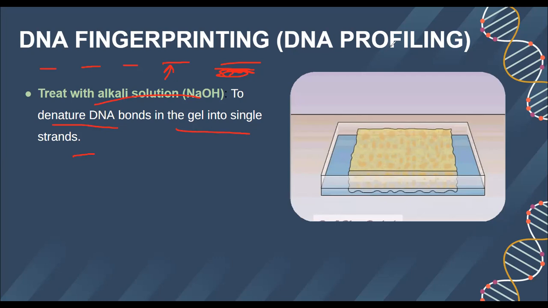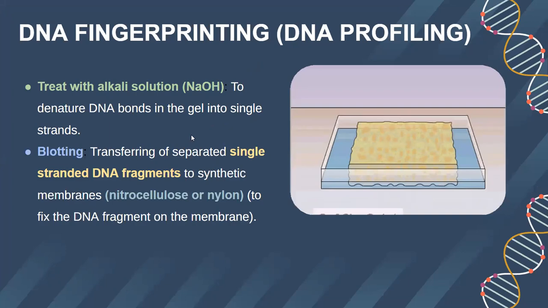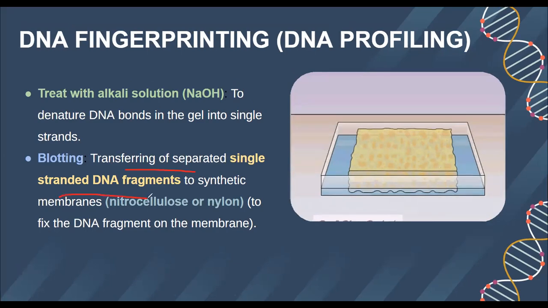Okay, DNA is double stranded, you will make it single stranded first. Then once it is single stranded, you will transfer it to the paper or a membrane. Okay, transferring the separated single stranded DNA fragments to a synthetic membrane. Either it can be a nitrocellulose membrane or a nylon membrane. It's like a small paper, not your filter paper, but a very, very thin membrane. And you will fix the DNA fragments onto that membrane. So from the gel, it is transferred to a paper or to a membrane.